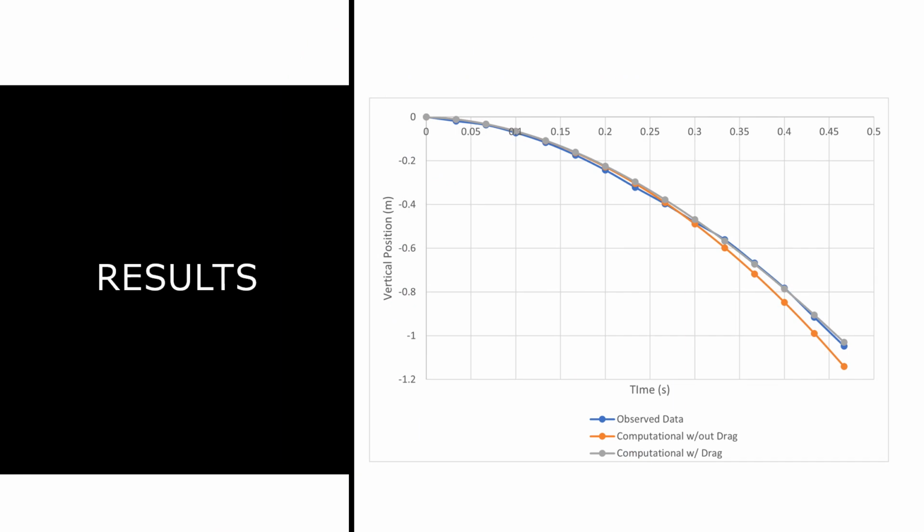Here are the results. You can see the three data sets plotted together. The observed data is the blue line, the computational model without drag is the orange line, and the computational model with drag is the gray line.